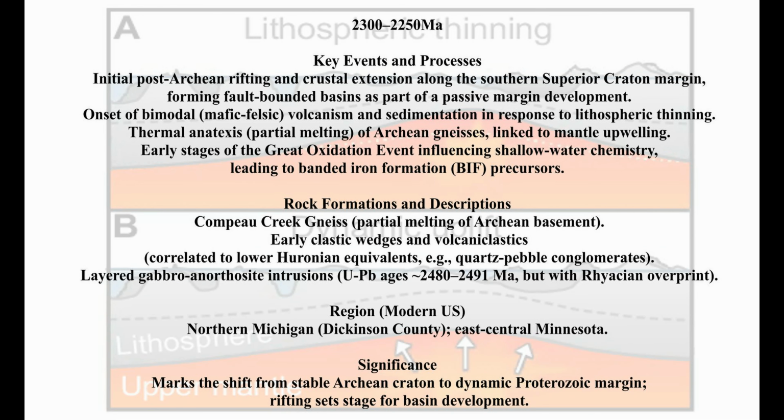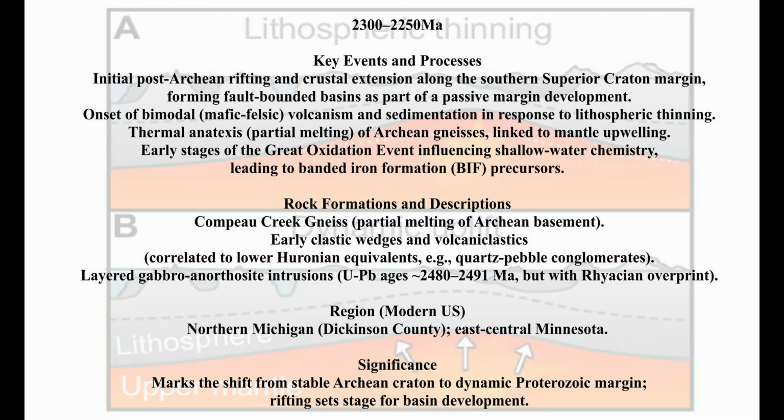2300–2250 Ma. Key events and processes. Initial post-Archean rifting and crustal extension along the southern Superior Craton margin, forming fault-bounded basins as part of a passive margin development. Onset of bimodal, mafic-felsic volcanism and sedimentation in response to lithospheric thinning.